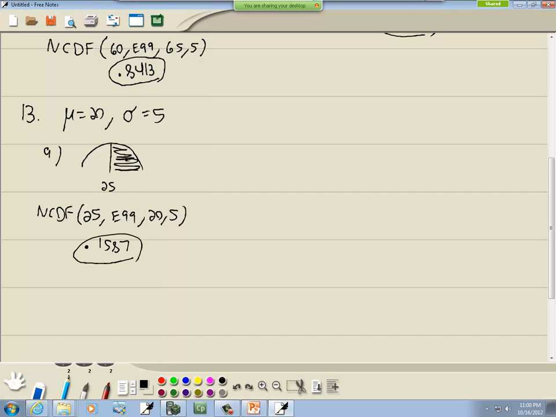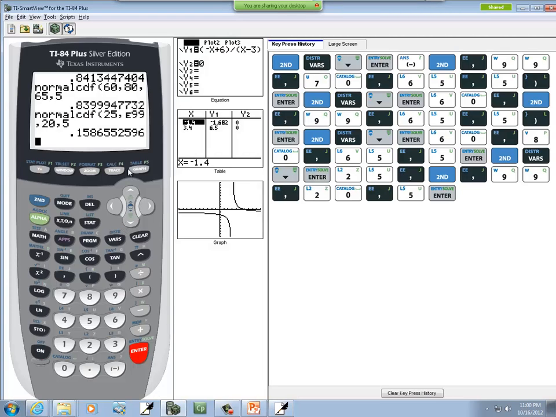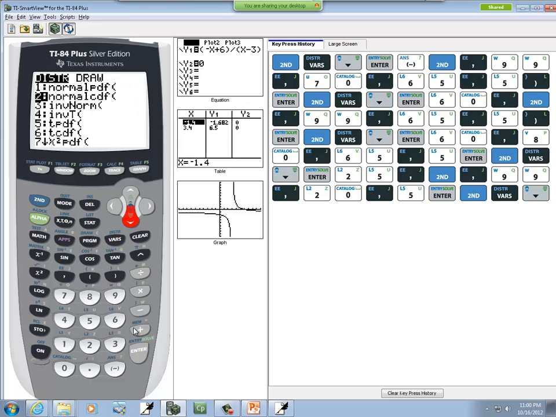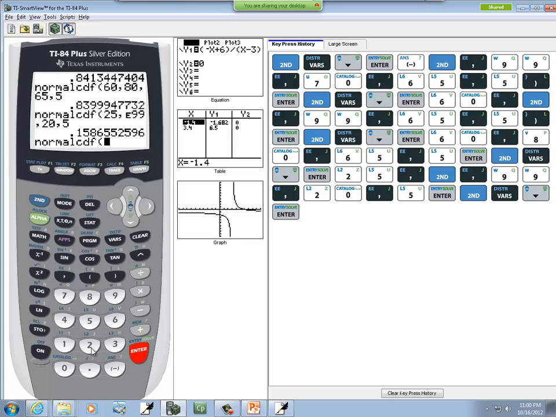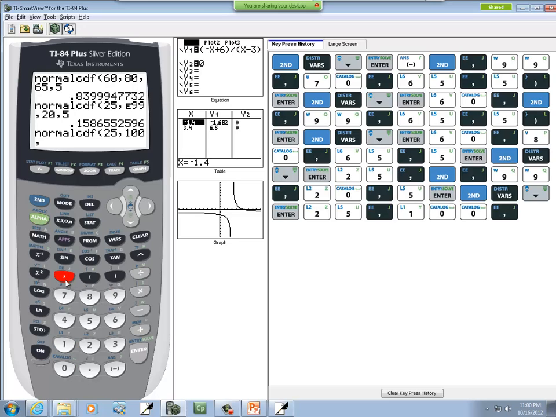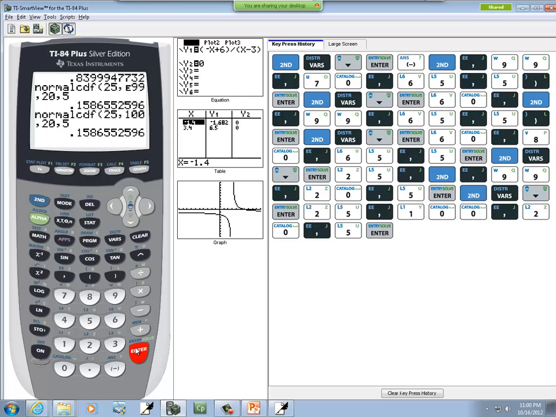1587. Okay. We know a person can't be infinite years old. So instead of E99, let's say the oldest person in Cali is 100 years old. Maybe that's even excessive, but that would definitely cover all the cases. So I do 2nd Vars, normalcdf, plug in the same values, but instead of E99, I put a reasonable value like 100. I'm pretty sure there's nobody older than 100 here at Cali. Then 20, comma, 5, enter. Look at what we came up with: 0.1586552596.